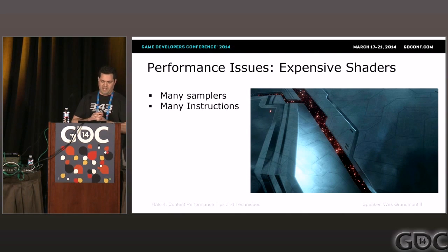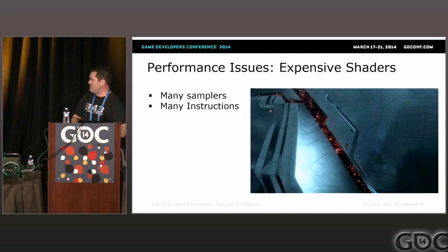So another big performance issue is expensive shaders, and probably all of you have experienced this. Lots of samplers and lots of math instructions all contribute to shaders being expensive. So the solution is shader optimization.